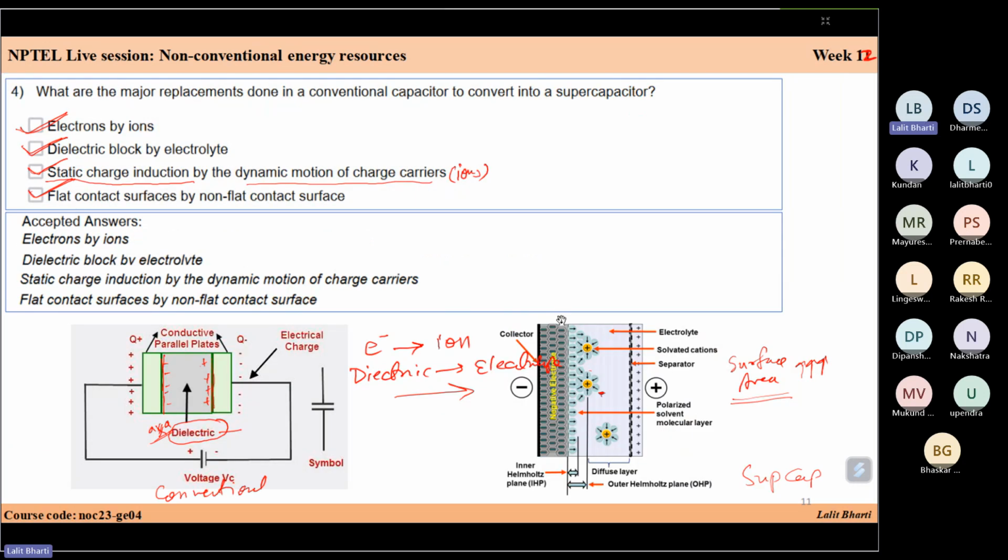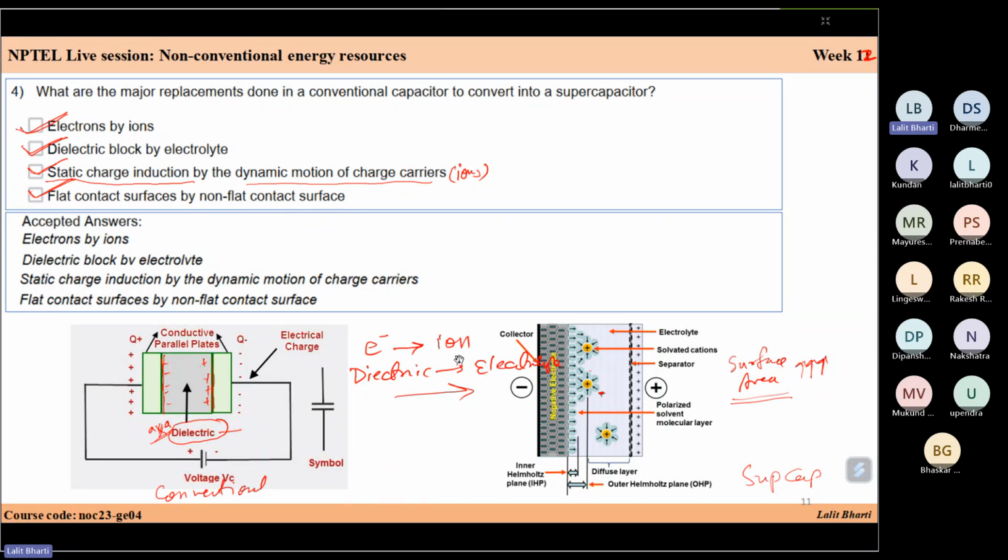Then we have the fourth question. What are the major replacements done in the conventional capacitors to convert them into the supercapacitor? We have already seen that we replace the conventional dielectric with electrolyte. So let us see what the options are. Our electrons will be replaced by the ions. Yes, in the conventional dielectric you just have the charges, or the electrons as negative charges, and they will be replaced with the ions.